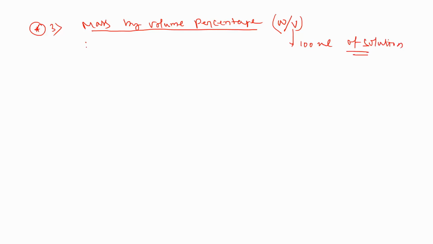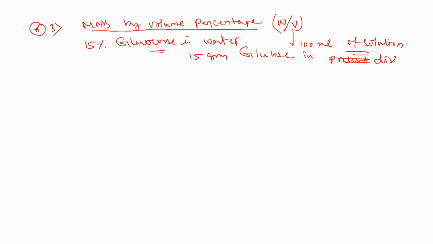Suppose it is 15% glucose. If I describe this 15% glucose in water solution by the mass by volume percentage, then we have to say that 15 gram glucose is dissolved in 100 ml of solution. In this way we have to describe it.